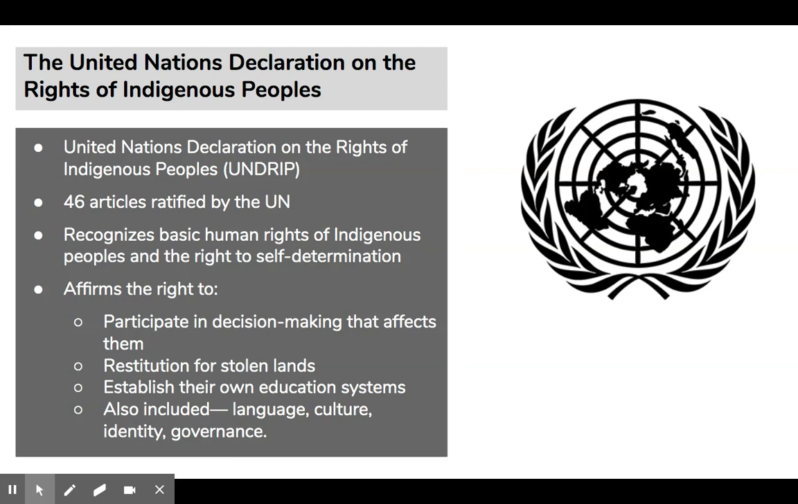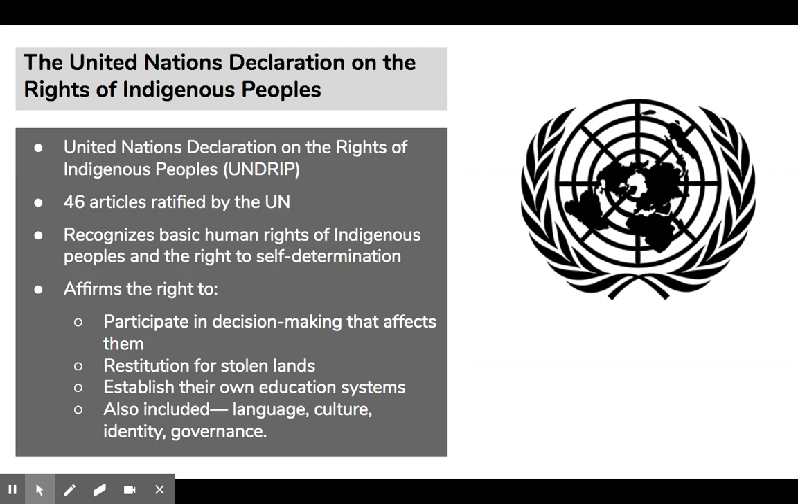The United Nations Declaration on the Rights of Indigenous Peoples is an international instrument intended to set the standards to protect pre-existing and inherent human rights of Indigenous peoples worldwide. It focuses on establishing a minimum standard of rights and freedoms and protects their right to self-determination. It includes 46 articles ratified by the UN that ultimately challenge the notion of absolute state sovereignty.